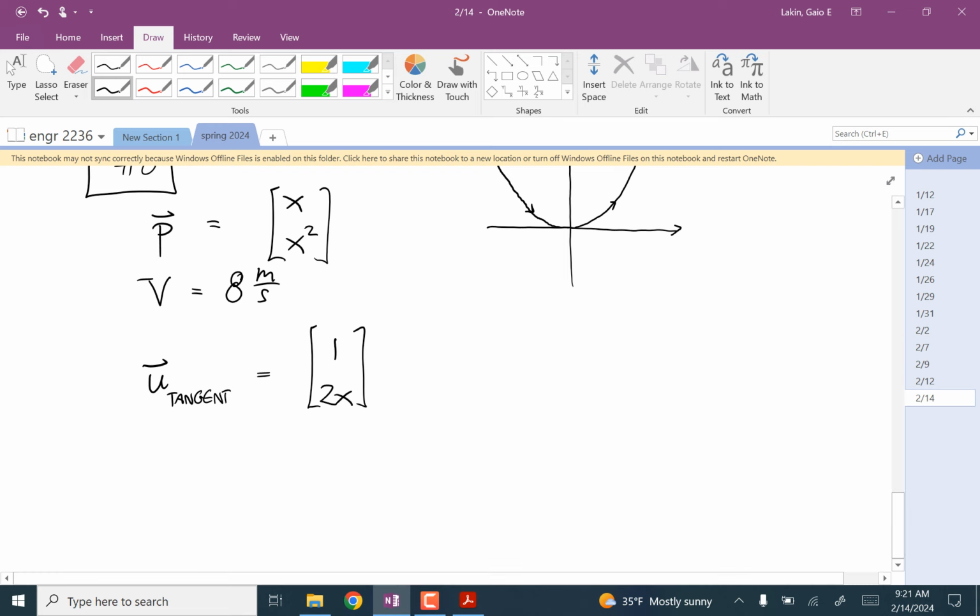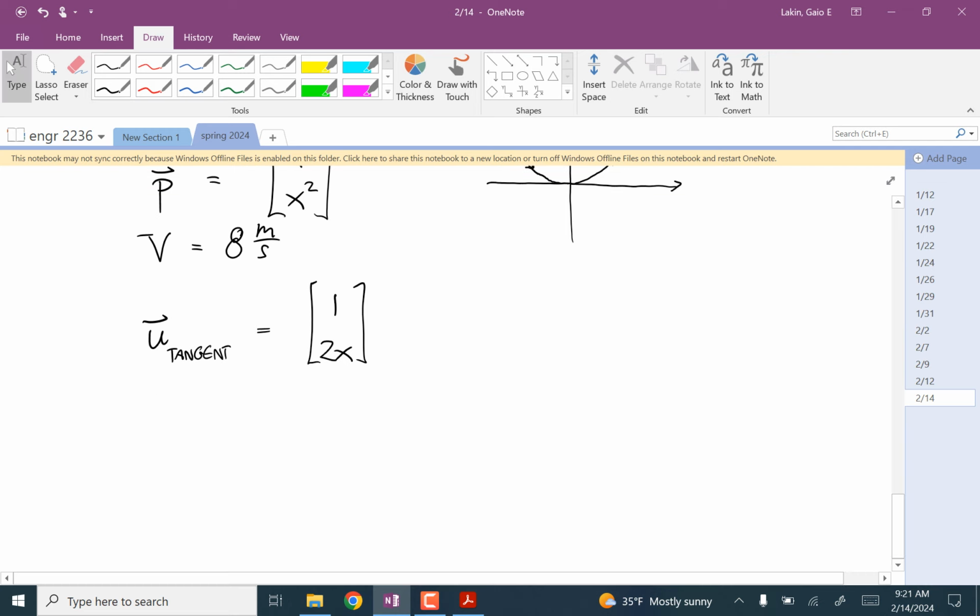So what we have to do is first find a unit vector in this direction, and then we can multiply by 8. And then we have something that's in the direction of the velocity and has a magnitude of 8. In other words, it's the velocity vector. So the unit vector in the direction of the velocity is each of these divided by the length. Okay, so what's the length?